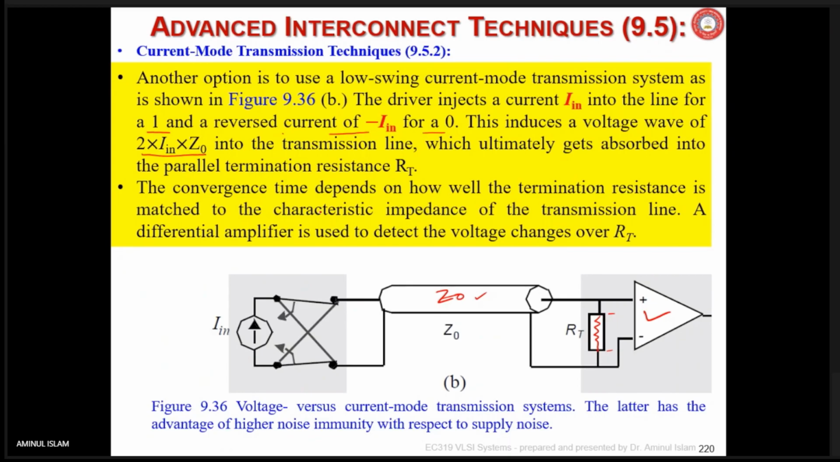The convergence time depends on how well the termination resistance is matched to the characteristic impedance. I mean, how RT is matched with Z0. This we have already seen. If it is matched, then loss will be less.